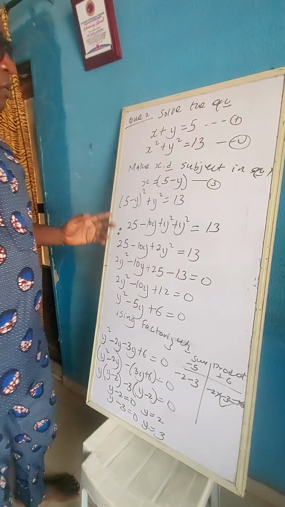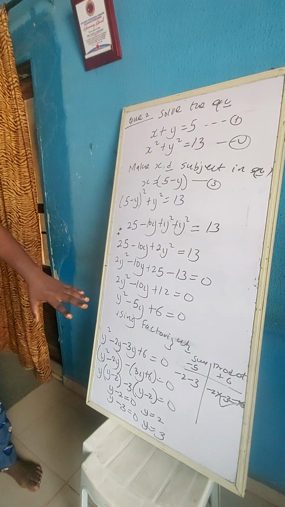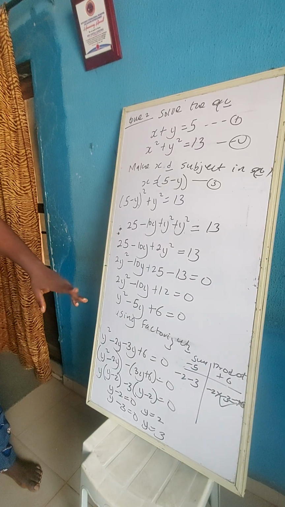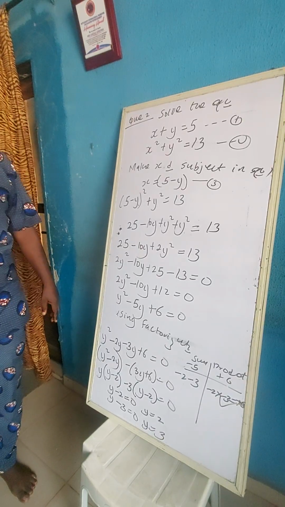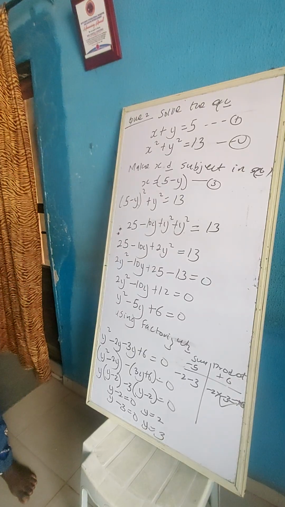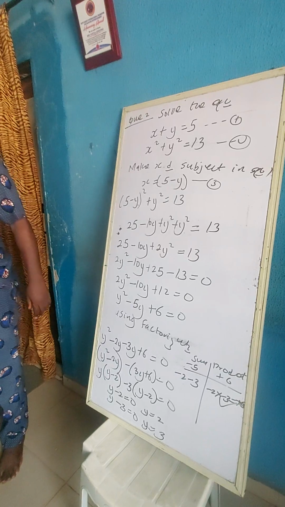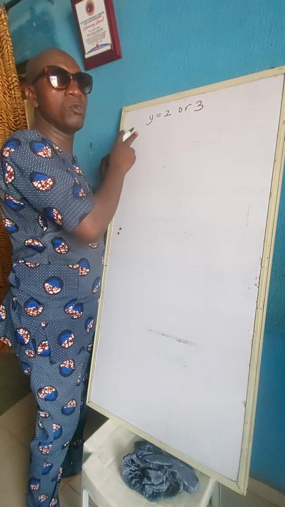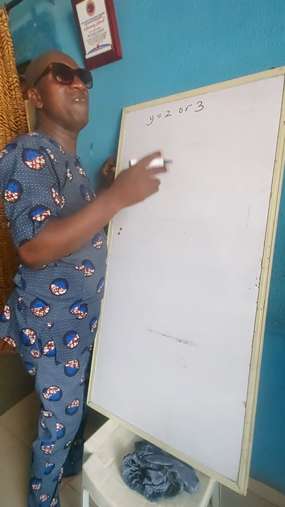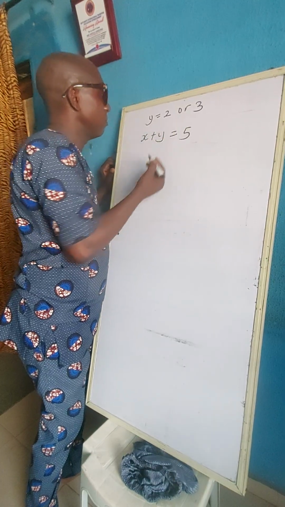We have gotten our y. Since we have gotten two values for y, which means y equal to plus 2 and y equal to plus 3, we can now use it to get the value of x. Go through it very well before we solve for x. Our y is 2 or 3, and we want to get the value for x. Take note, the first equation says x plus y equal to 5.